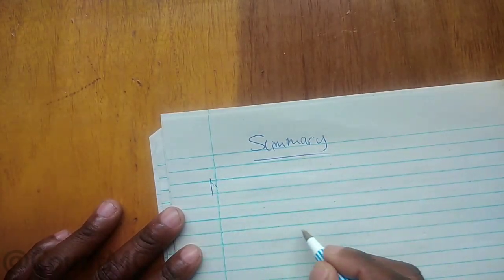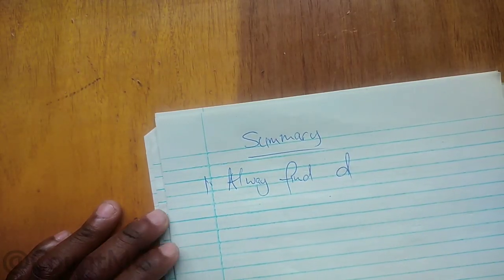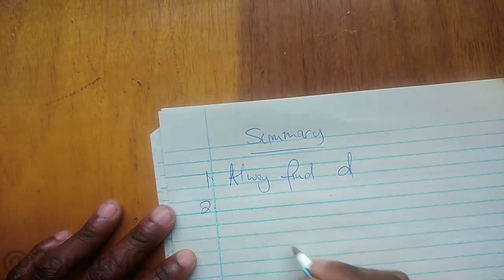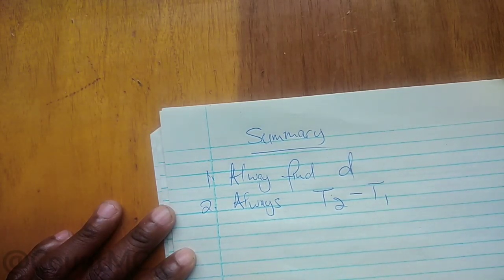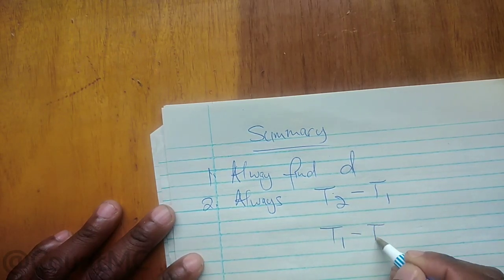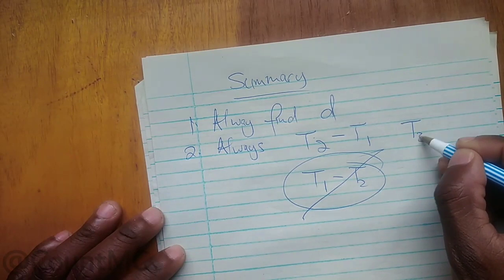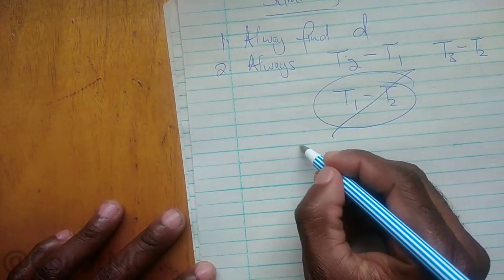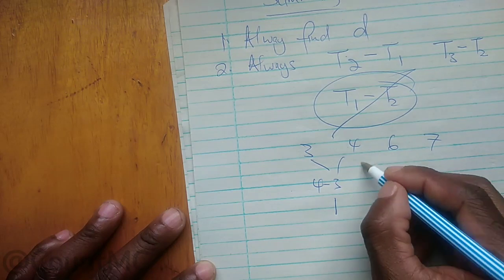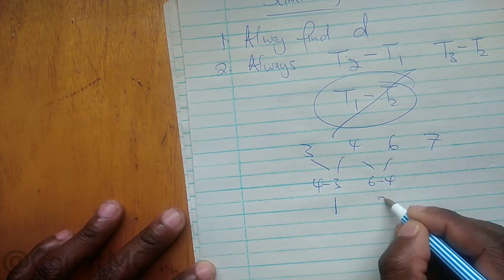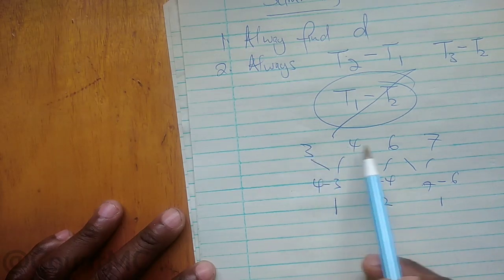All right, the first thing which you have to remember, always find D, the common difference. It's always a good thing to find that when you are given number patterns. The second thing, always say term 2 minus term 1. Be very careful. Some people can say term 1 minus term 2. No, we don't say that. Always say term 2 minus term 1, term 3 minus term 2, and so on. What am I saying? 3, 4, 6, 7. Always say 4 minus 3, 6 minus 4, and 7 minus 6. Always do that. This minus that, this minus that.